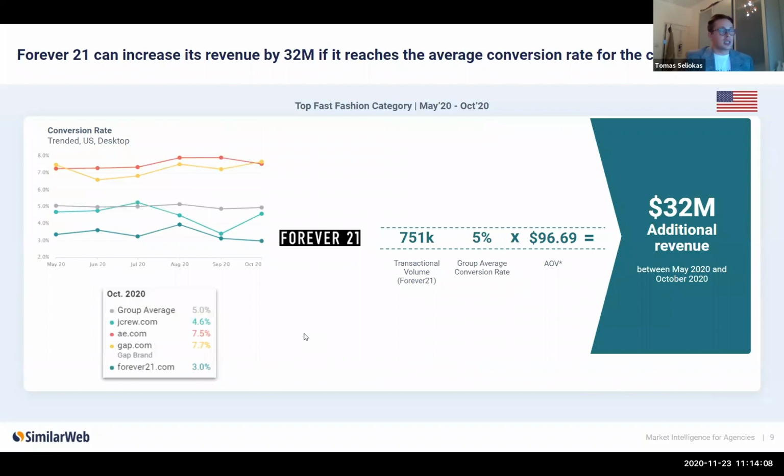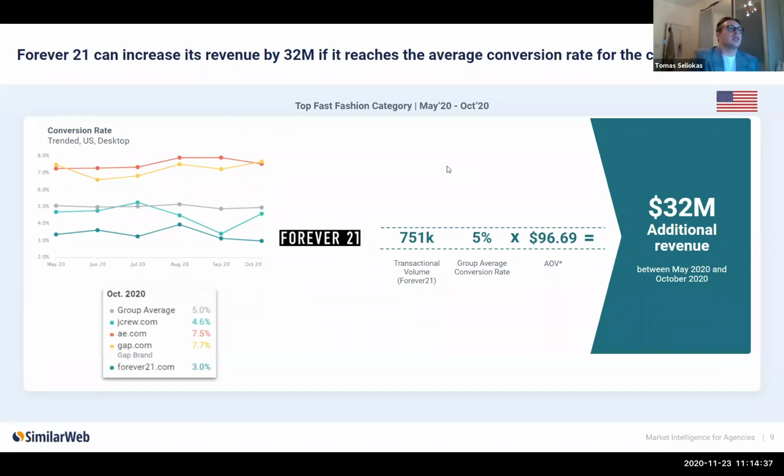So then for the next slide, I would like to look at Forever 21 and potential improvement on total sales and revenue if we would be able to achieve even the average conversion rate. So we can see here, if we look at most of the websites and the average conversion rate for the category, Forever 21 is very low with just 3.4% conversion rate.